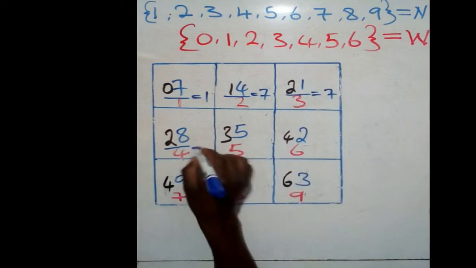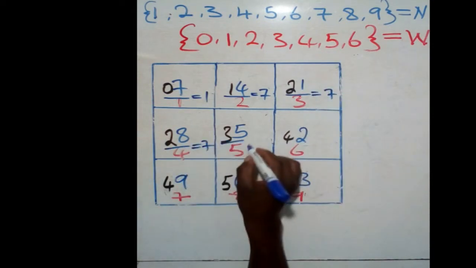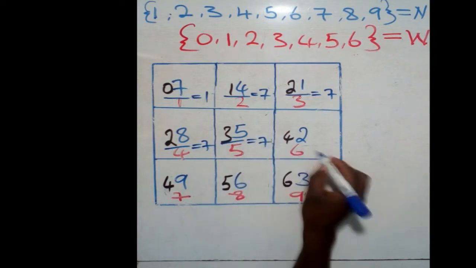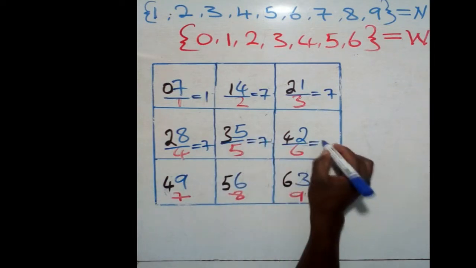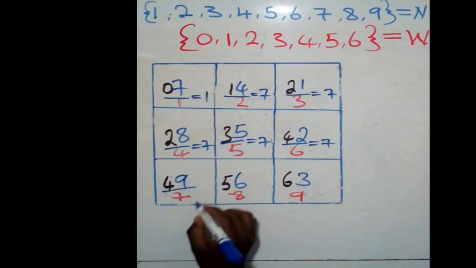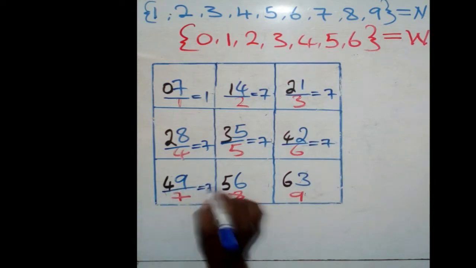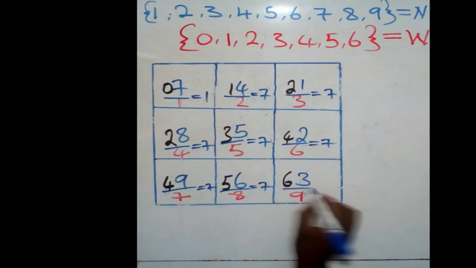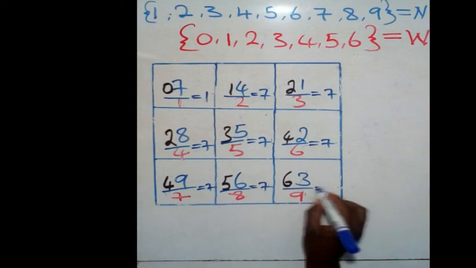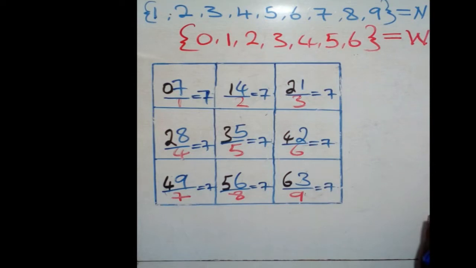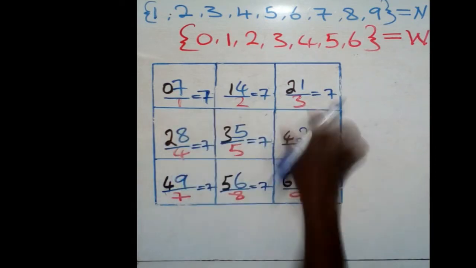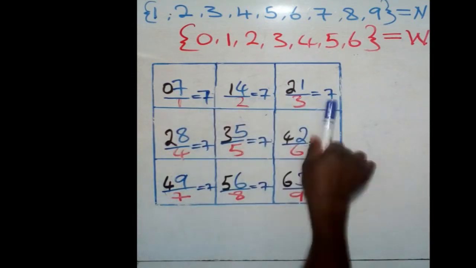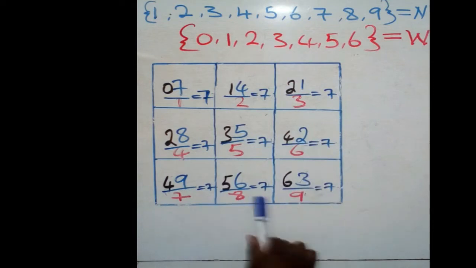28 divided by 4 is equal to 7. 35 divided by 5 is equal to 7. 42 divided by 6 is equal to 7. 49 divided by 7 is equal to 7. 56 divided by 8 is equal to 7. 63 divided by 9 is equal to 7. We are able to create 9 sevens because this is 1, 2, 3, 4, 5, 6, 7, 8, 9.